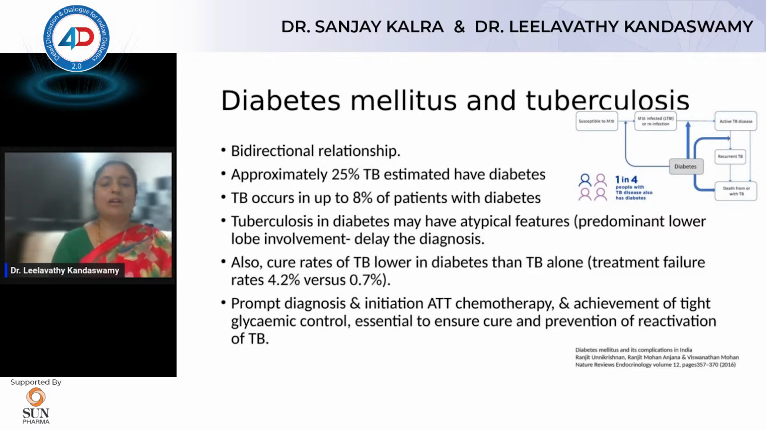For example, predominantly lower lobe involvement, which is not common in tuberculosis. And cure rates of tuberculosis in diabetes are a bit lower compared to patients without diabetes, 4.2 versus 0.7 percentage. So prompt diagnosis, initiation of anti-tuberculous therapy, and achieving good glycemic control are very much essential to ensure cure and prevention of reactivation of tuberculosis.